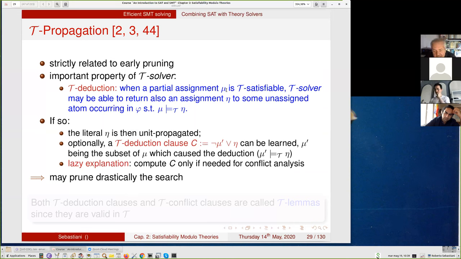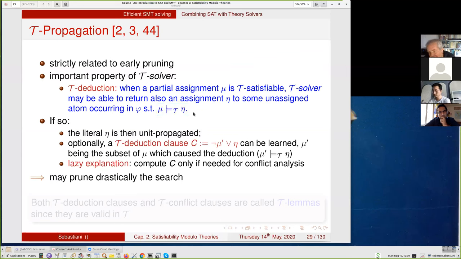So when a partial assignment mu is theory satisfiable, it may be the case that the solver is able to return also an assignment to some unassigned atom, which is entailed in the theory by mu.